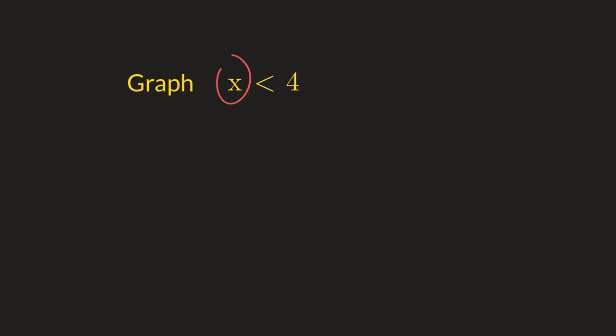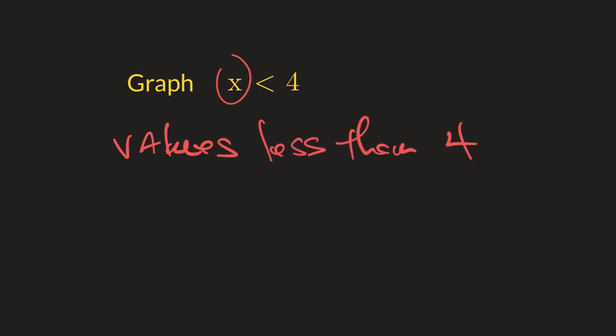So when we read this, we're going to look at x, and we're going to reference that x as values. X represents values. It can represent a lot of values. But this inequality is describing values that are less than 4. And that's how I'd like for you to read it. This inequality is describing values that are less than 4.